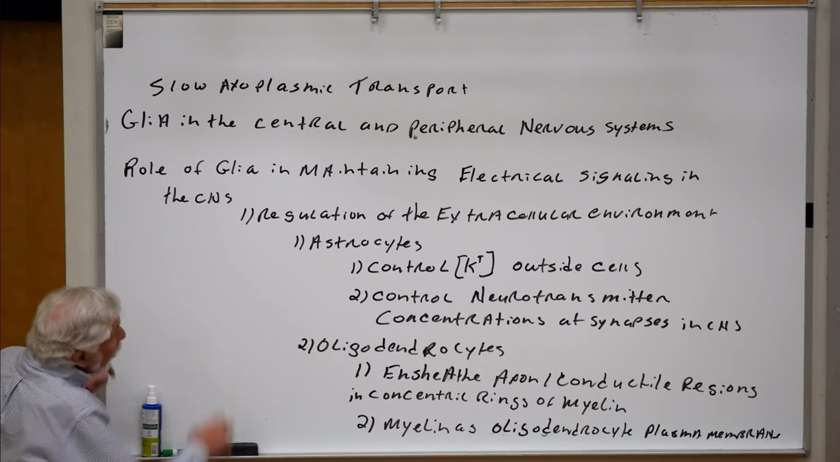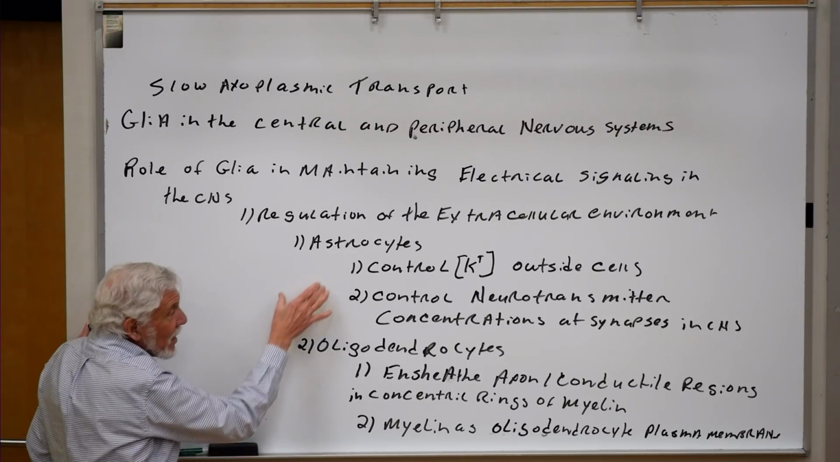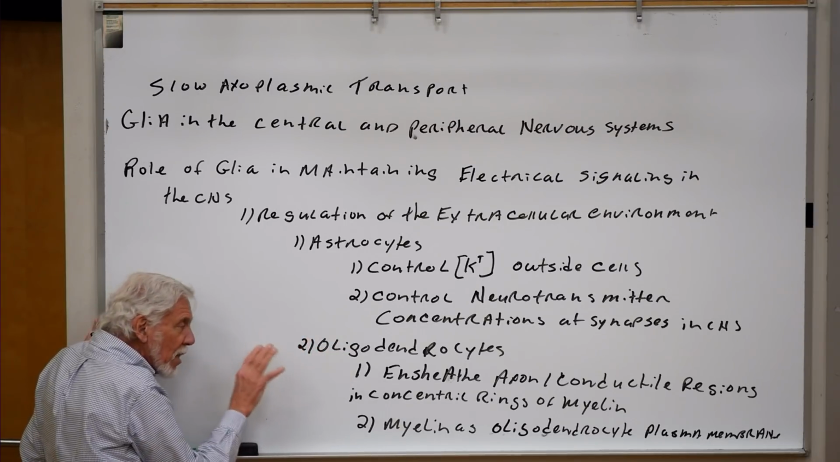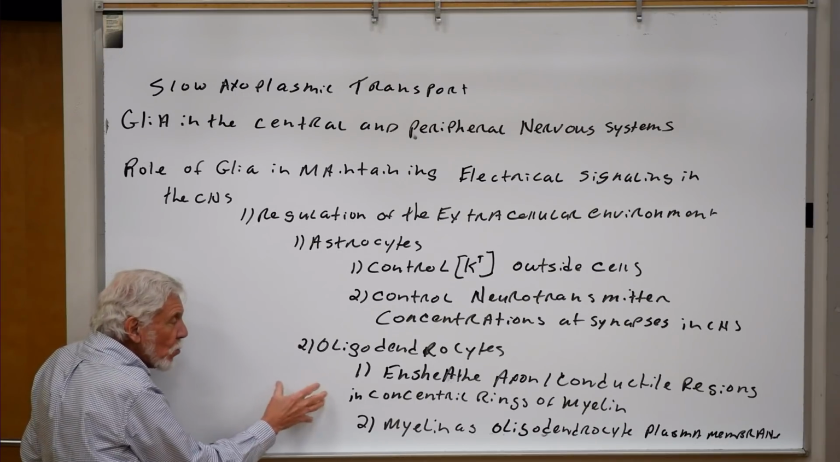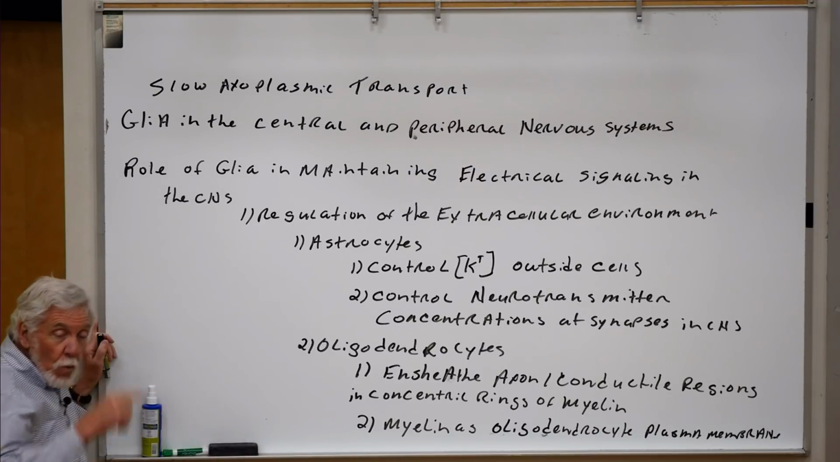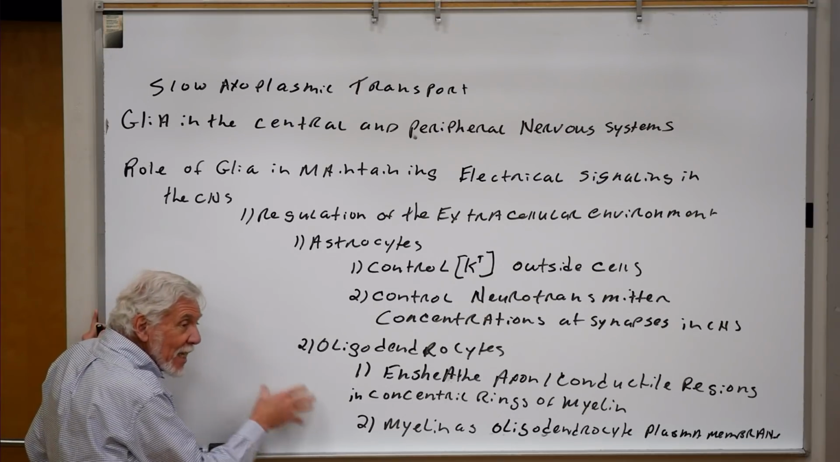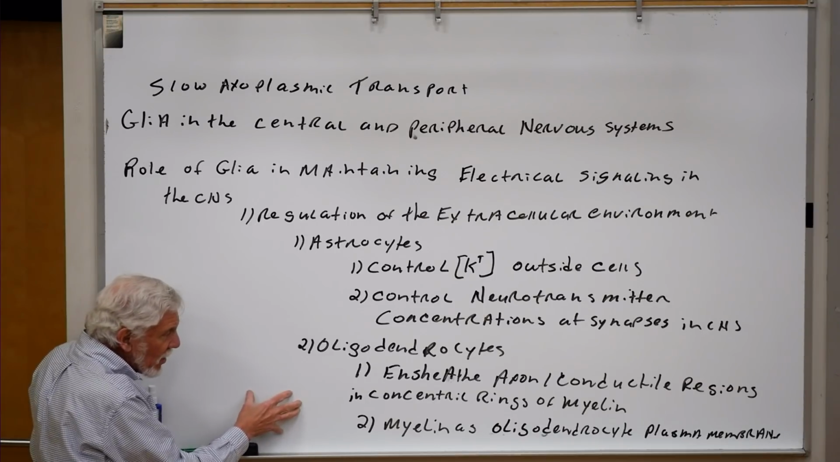So we'll talk our way through the astrocytes as controlling the environment, particularly the potassium and neurotransmitter concentrations, and then we'll talk about the oligodendrocytes, and the role that we're going to impart to them is primarily myelination, where the oligodendrocyte will wrap its plasma membranes consecutively round and round and round an axon to provide an insulating layer around those conductive regions. And we'll talk a little bit about how that's done and why that's important.